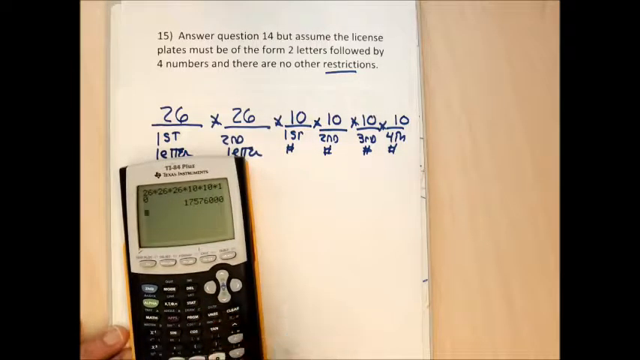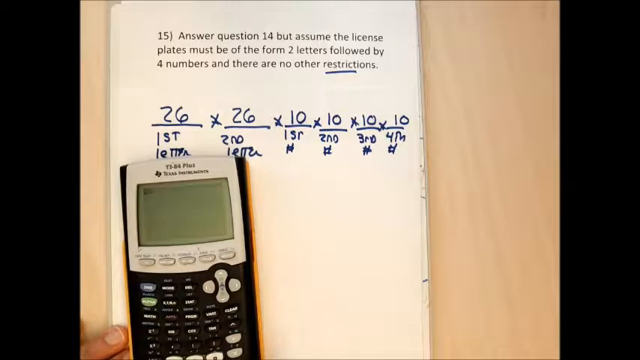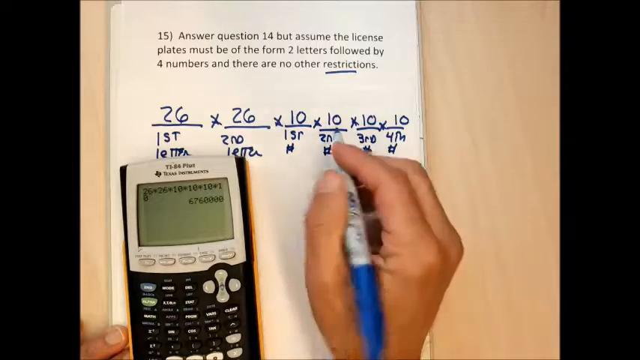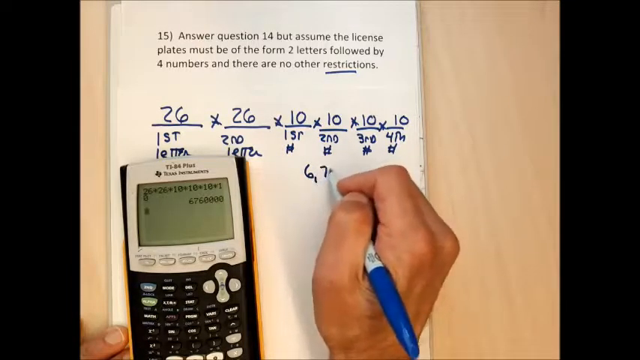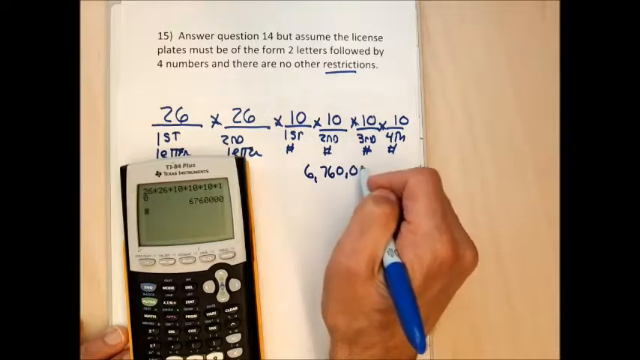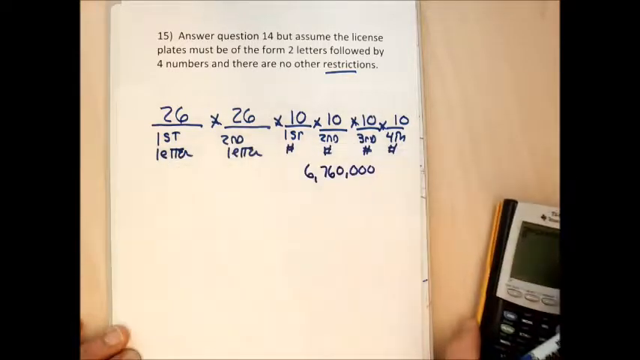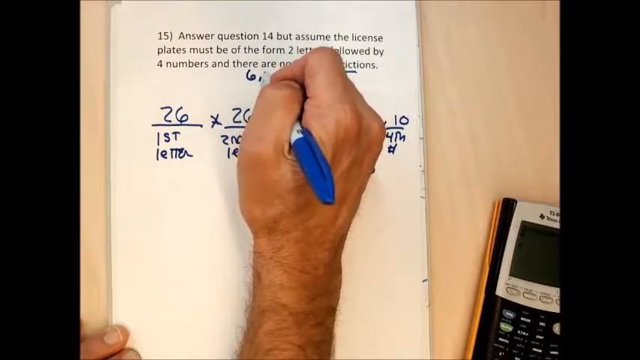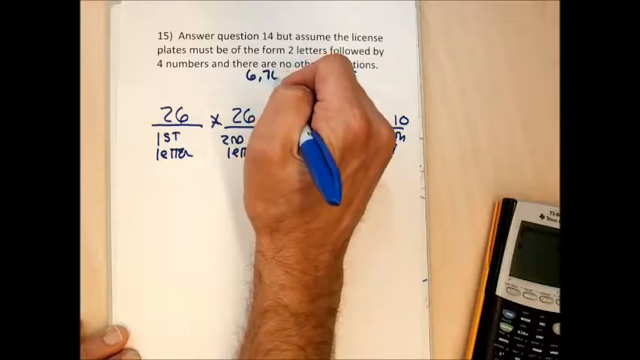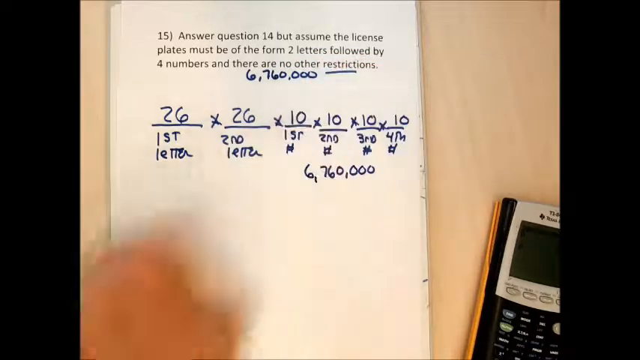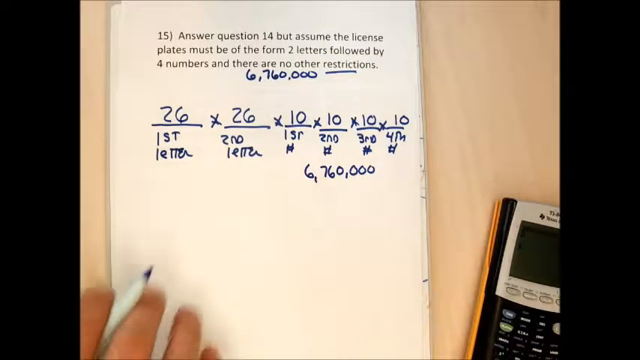And if I multiply these out right, I think you get 676,000. I get actually 6,760,000 possible license plates with these having 2 letters followed by 4 numbers without any other restrictions. So that would be the answer to 15.